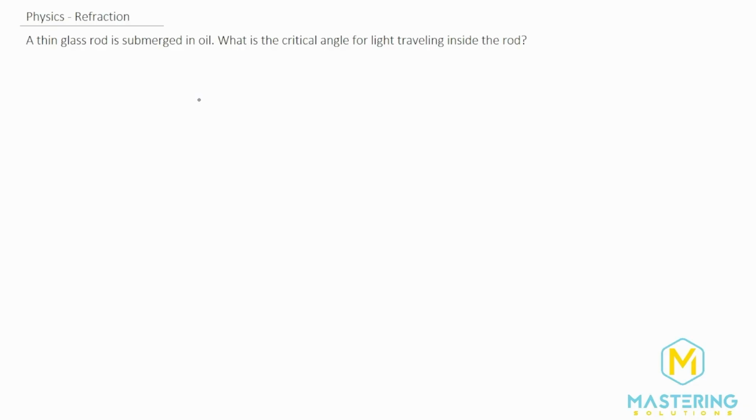So this question is actually pretty straightforward. I think some students might just get confused on how to set it up because it seems confusing. But if we think about what's happening, we have our rod here. So this is our glass cylinder, the glass rod, and it's submerged in oil.